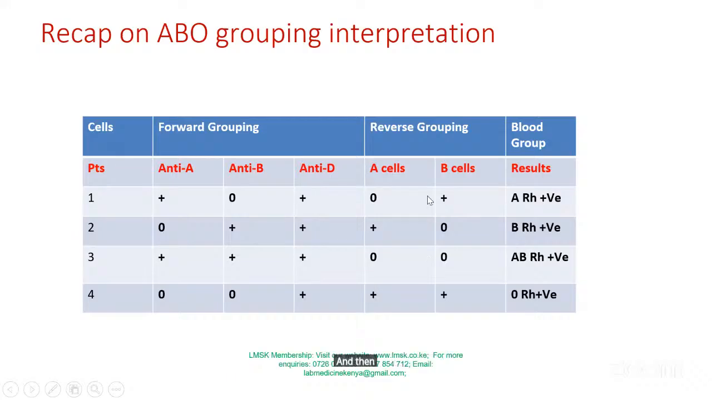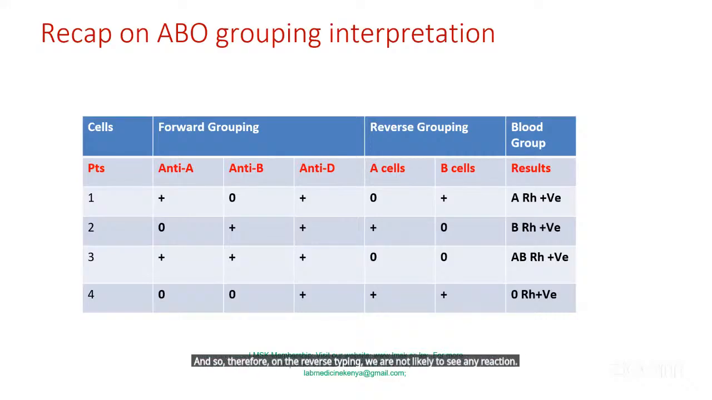And then on the reverse, you will see a reaction with anti-A, because if they are blood group B, they have got anti-A in their system. And on patient 3, where the patient is having both A and B antigen on their surface, in forward typing, you will be having both anti-A and anti-B reacting. The fact that they have both antigens on their surface means this particular patient lacks antibodies in their system. And so therefore, on the reverse typing, we are not likely to see any reaction.